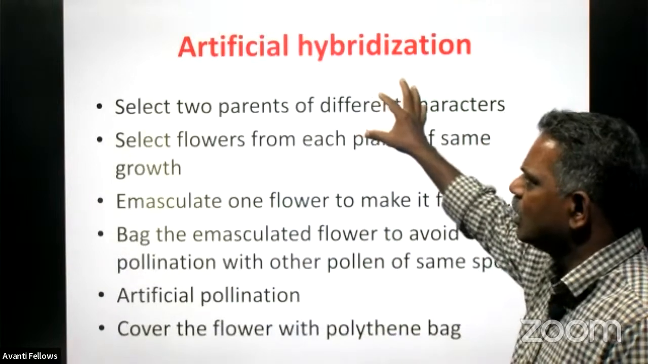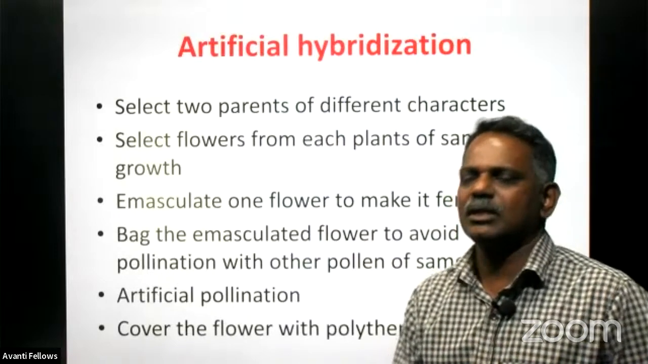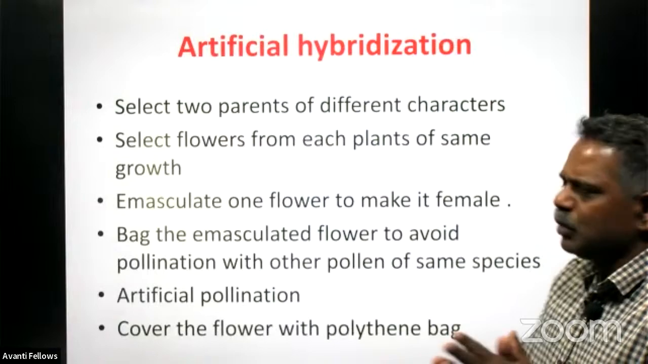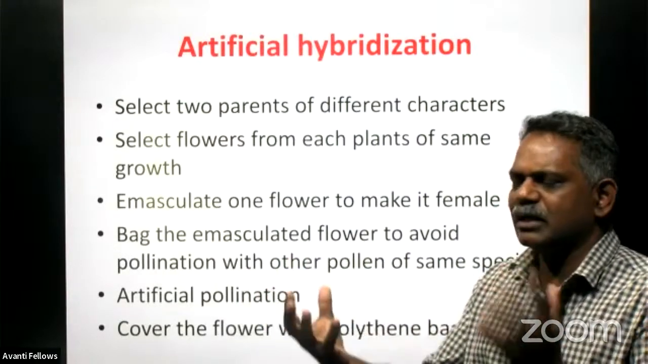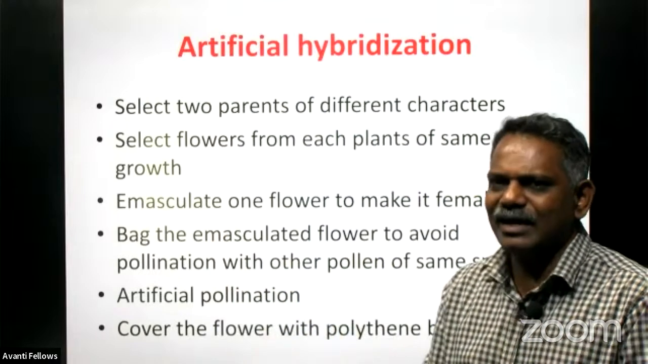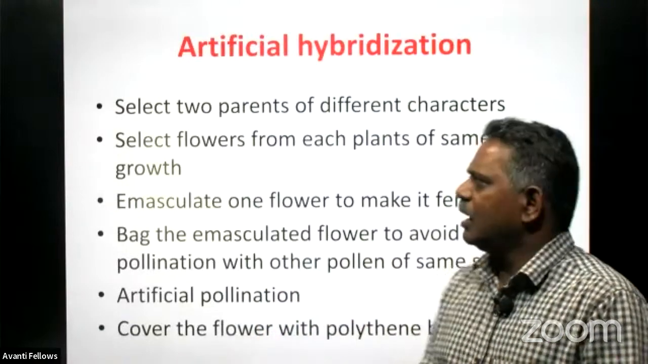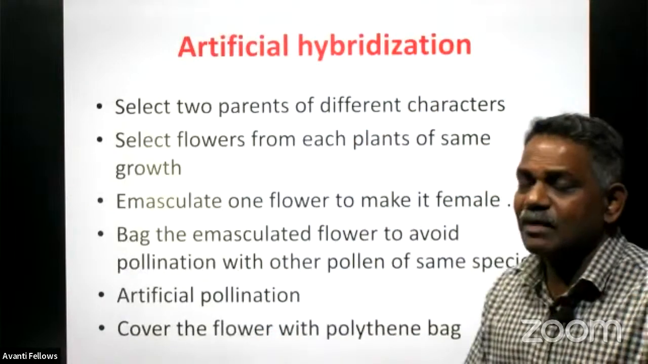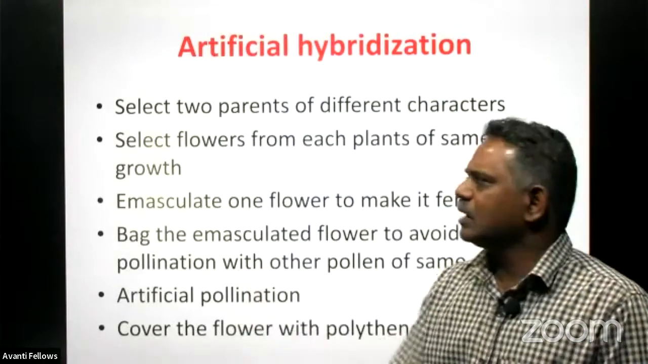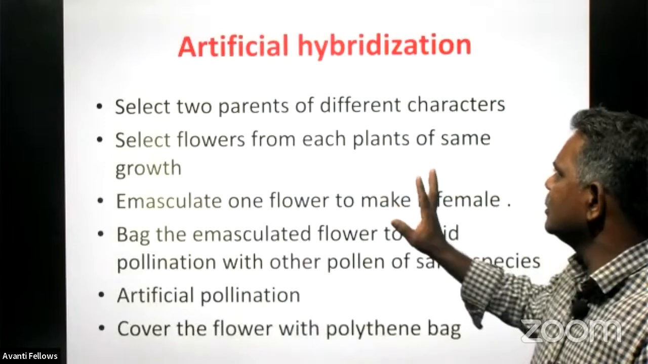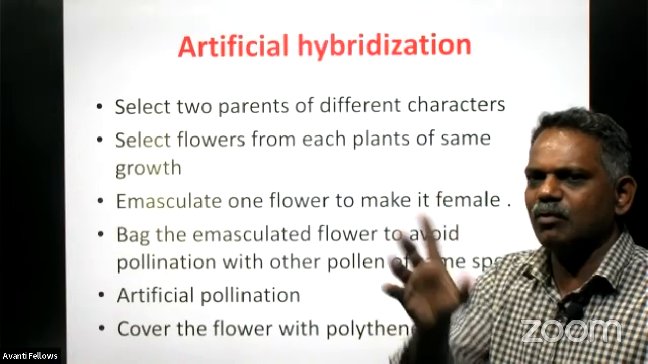And there is a small discussion on artificial hybridization that is also mentioned in your textbook. It is purely artificial. Artificial means what? Man-made only. And hybridization means selecting two parents of different traits, and our aim is to combine these two traits in one individual. That process we call hybridization, and the product is called the hybrid. Select two parents of different characters, and we need to combine two desirable characters in one individual.